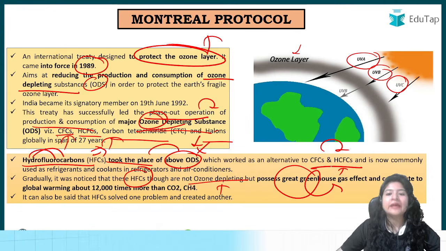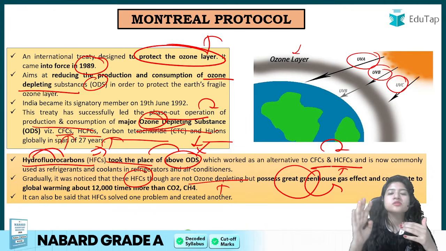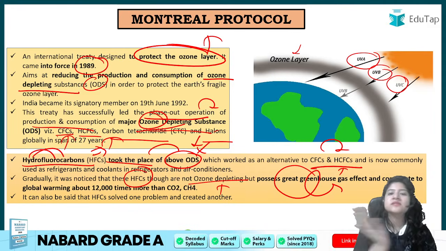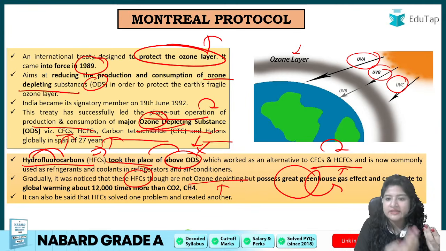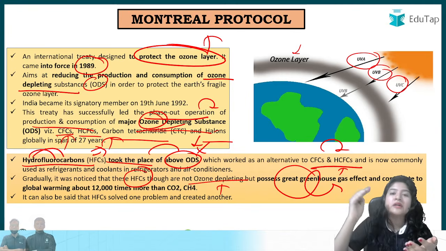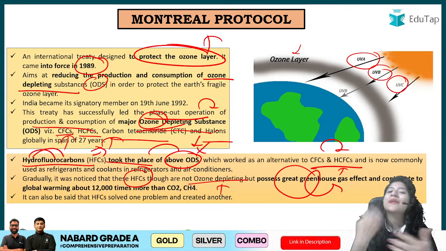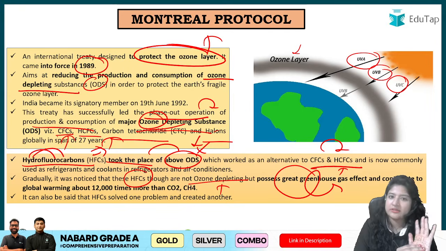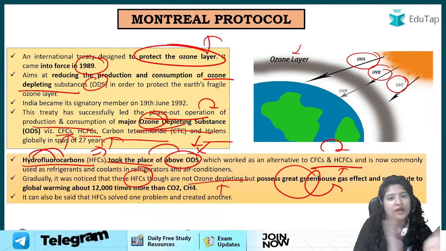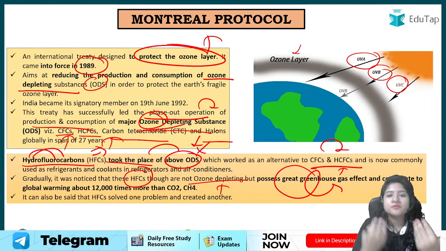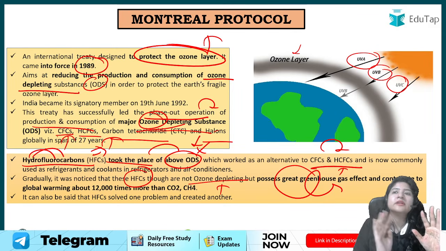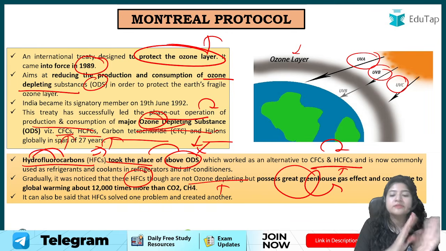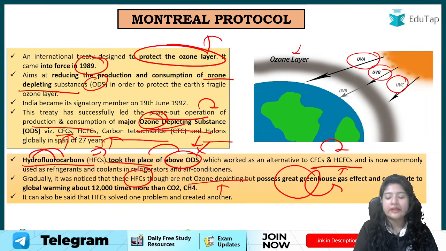So in the Montreal Protocol, the aim was to phase out the substances used in various appliances that cause depletion of the ozone layer, by replacing those ozone depleting substances. Those were replaced by hydrofluorocarbons, but it was observed that even though they are not directly impacting ozone layer depletion, hydrofluorocarbons are causing a great greenhouse effect.